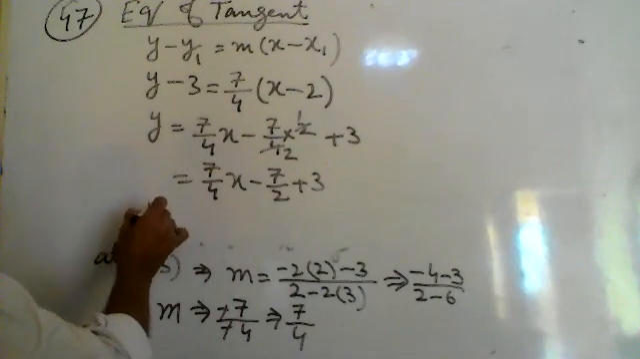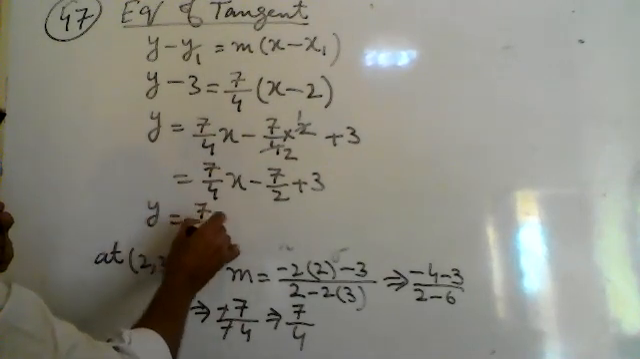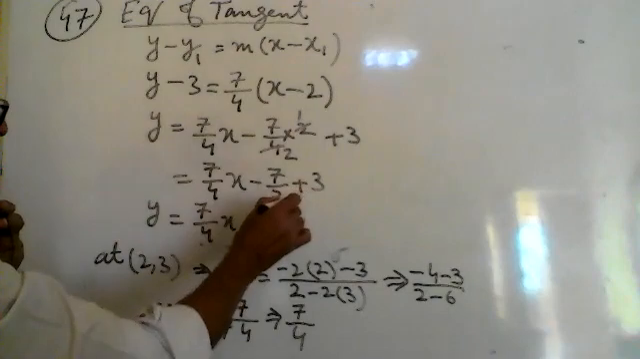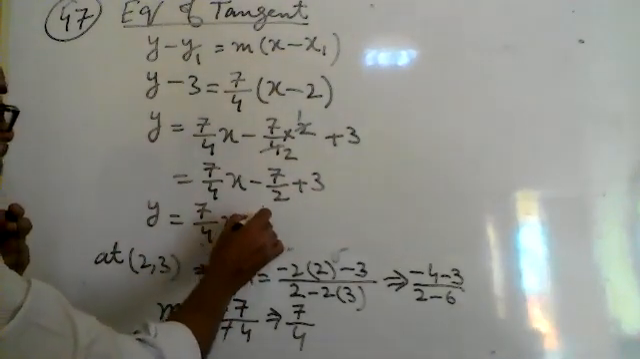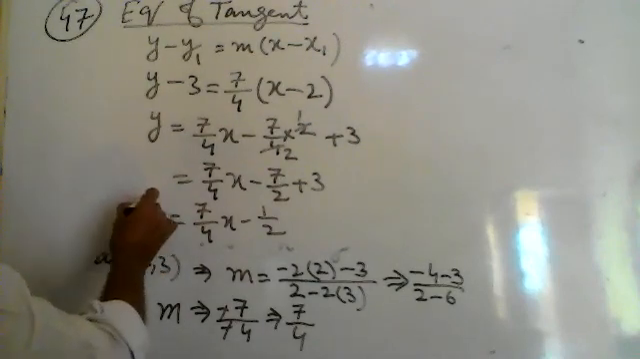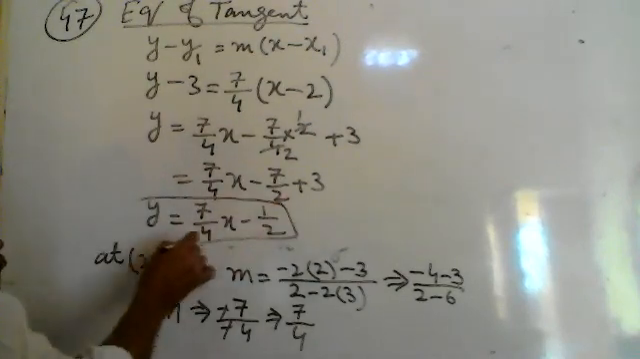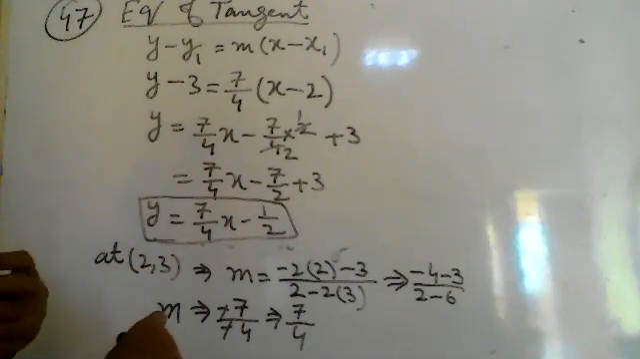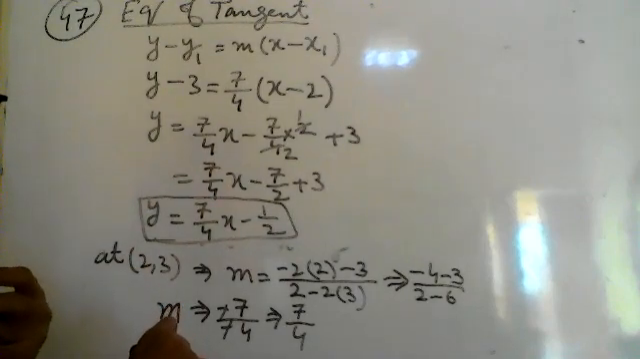So y is equal to 7 upon 4x minus 1 upon 2. This is the equation of the tangent.